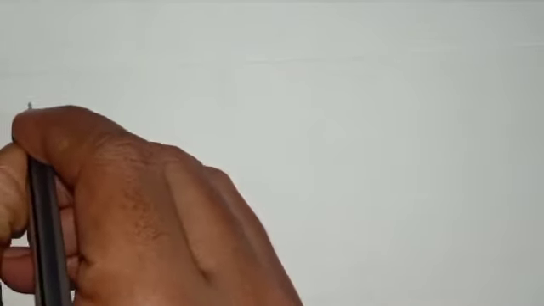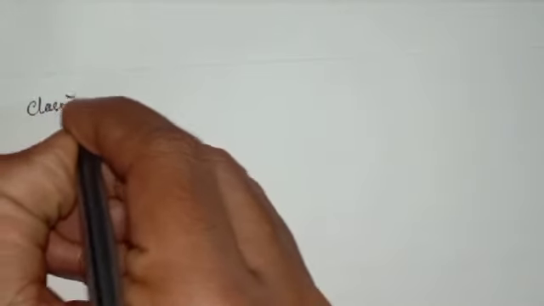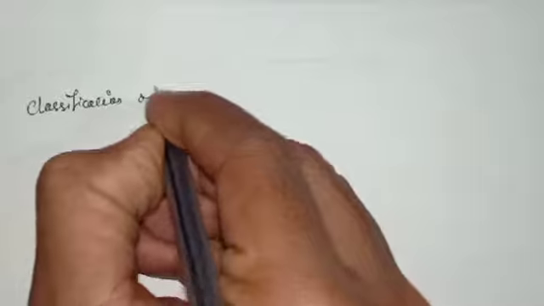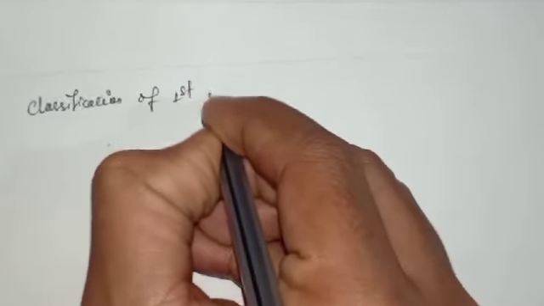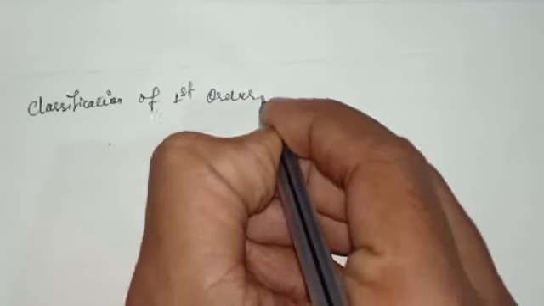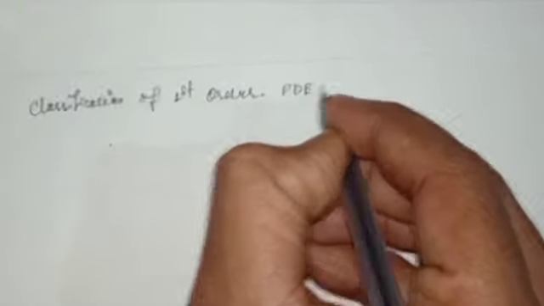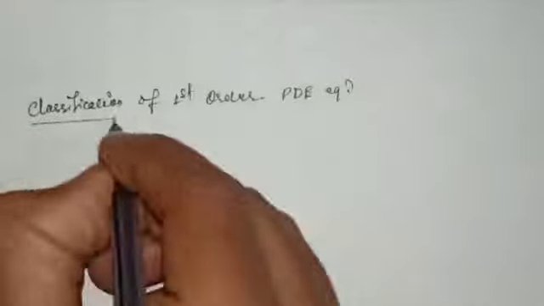In this video lecture we will discuss Core 7 first unit topic, that is classification of first order equation. Okay, let us write this one. Classification of first order equation, partial differential equation. This is your first topic.